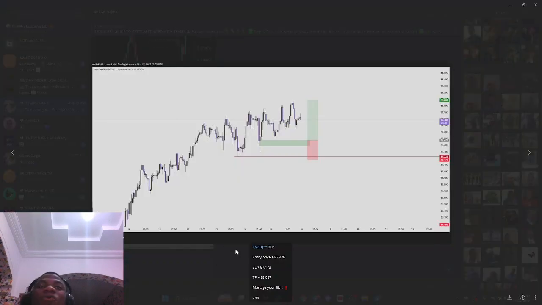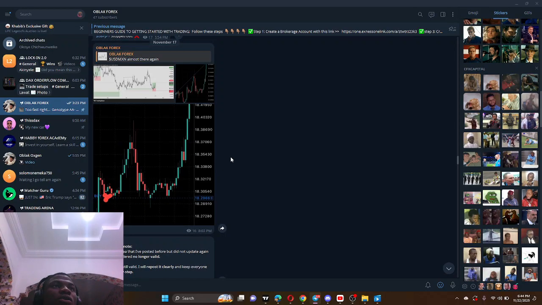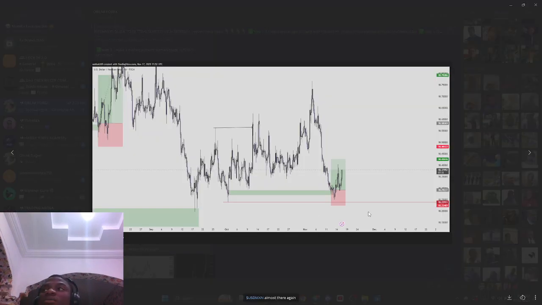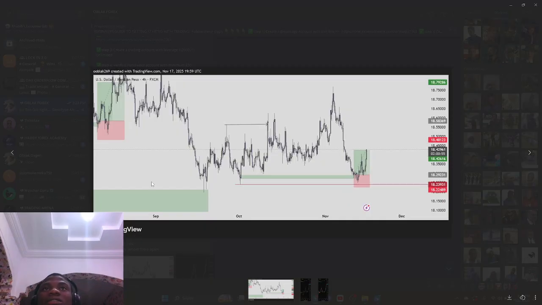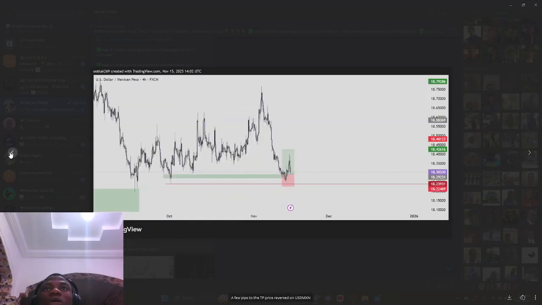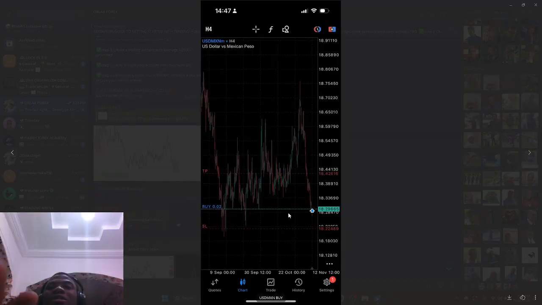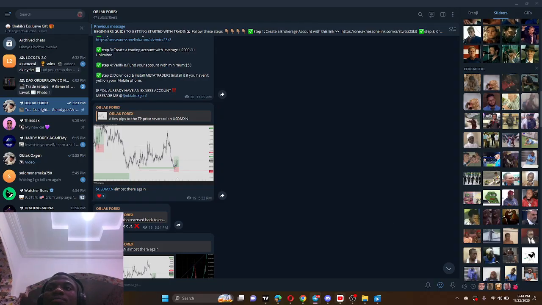And NZDJPY as well is a trade that I caught. I'm going to go straight and show you as well. Well, this is the USD MSN that I was just analyzing, and this is how it smashed TP. And I want to show you the entry where I posted the entry. This was when I posted the entry, and this was when I executed the entry on my own edge. Yeah, that is it.